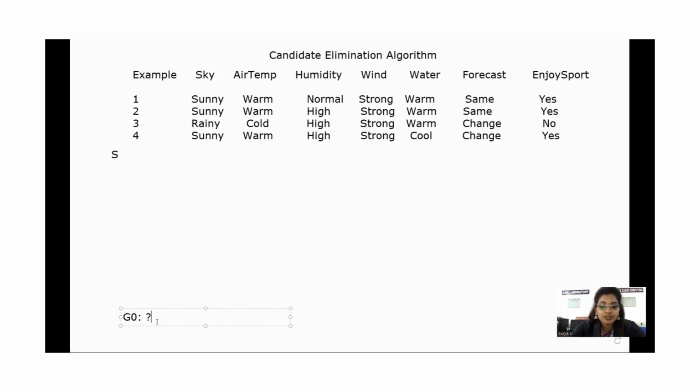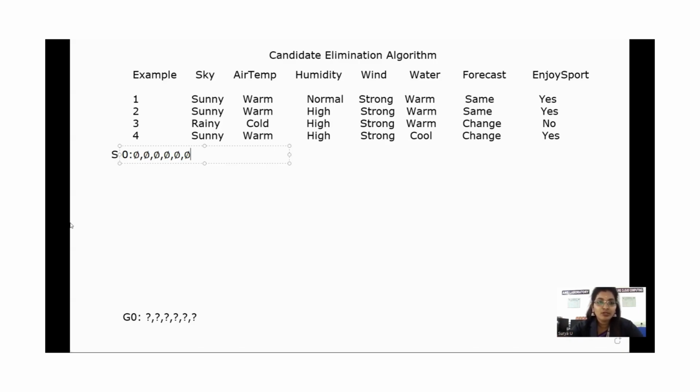So I have to write six question mark symbols for my general hypothesis. This is what I have done for G0. In the same way I have to write S0. For S0 you have to write the null values, so I'm going to write six null values. Here are the six null values I have written. So this is my S0 and this is my G0. This is my initial level as well. Now I'll move on to the first step.